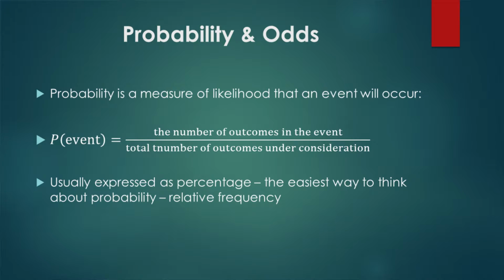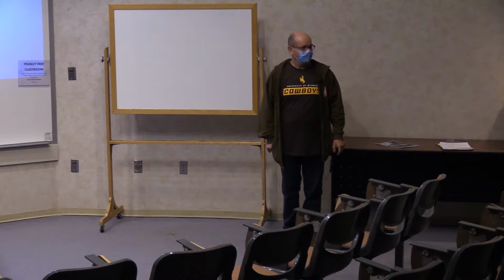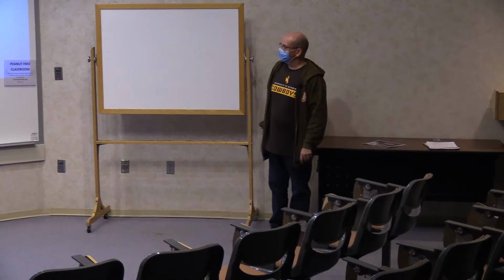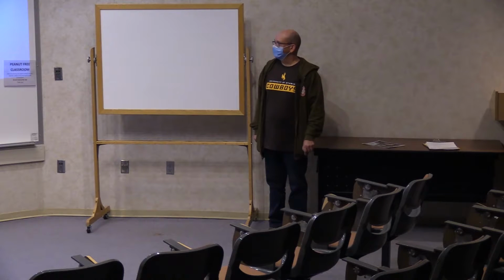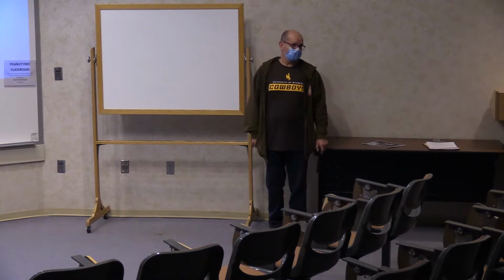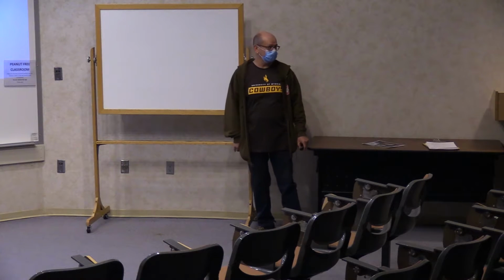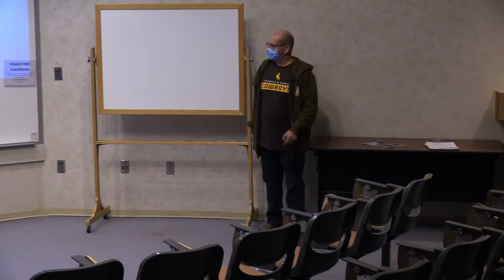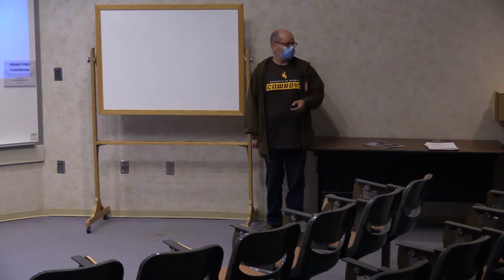So we need to talk a little bit about probability and odds, because we want to focus on mathematics and statistics. Probability is a measure of likelihood that an event will occur. So it's the ratio of the number of outcomes in the event divided by the total number of outcomes under consideration. Usually expressed as a percentage or relative frequency.